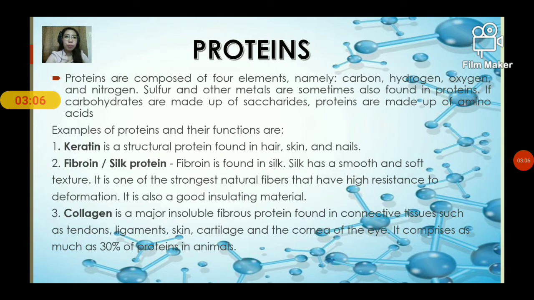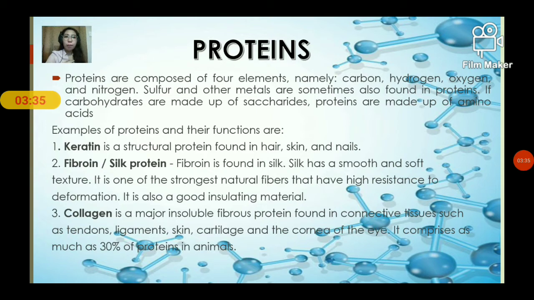Examples of proteins and their functions are keratin. Keratin is a structural protein found in our hair, skin, and nails. Okay, so fibroin is the silk protein. Fibroin is found in silk. Silk has a smooth and soft texture. It is one of the strongest natural fibers, with high resistance to deformation. It is also a good insulating material.